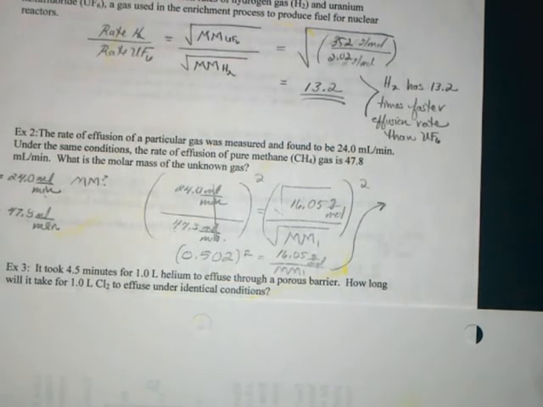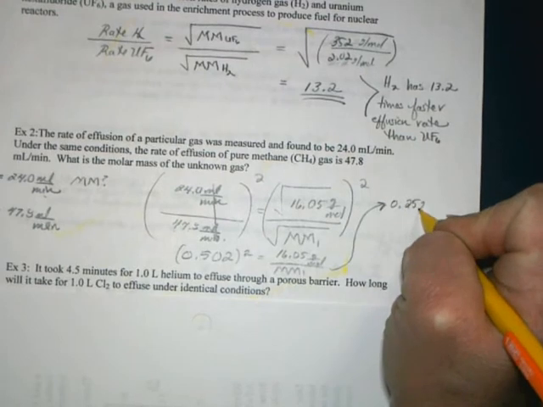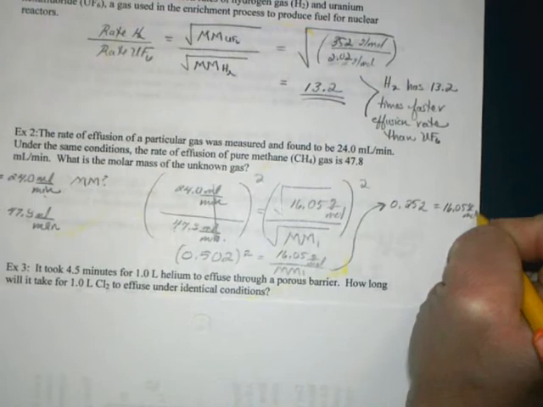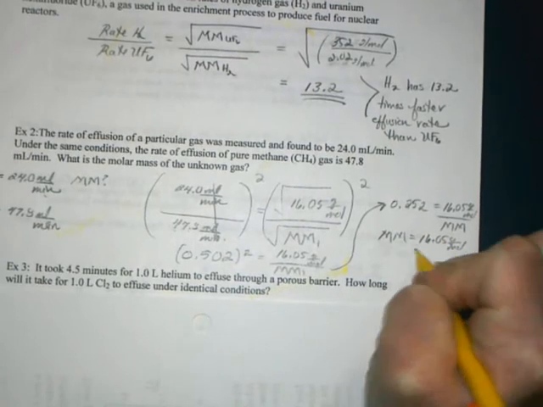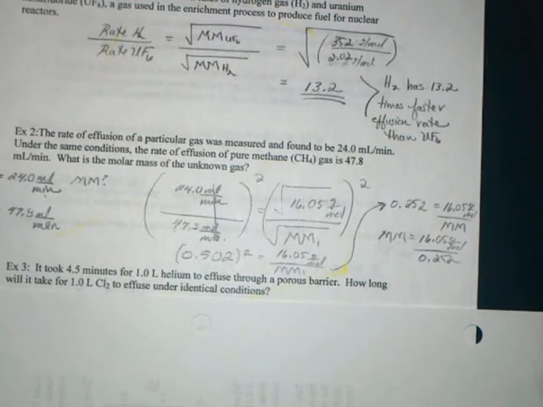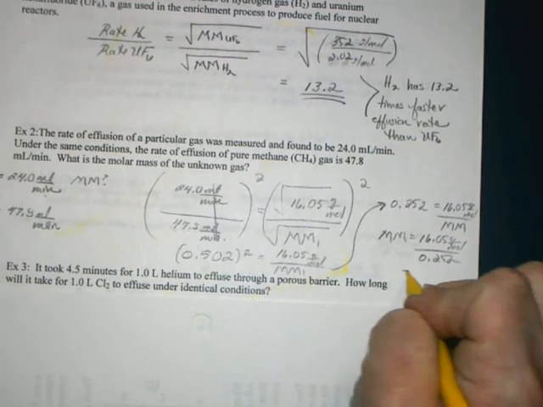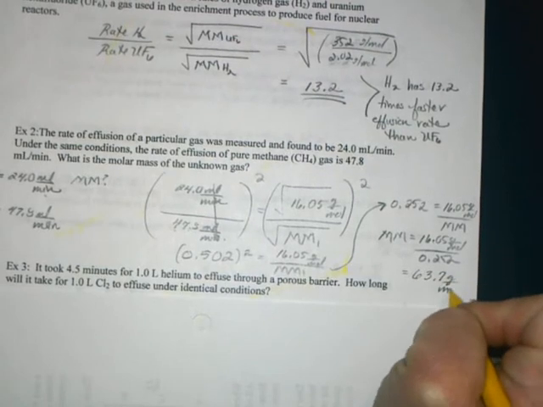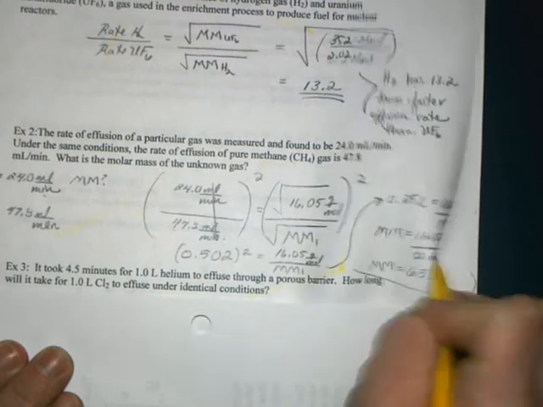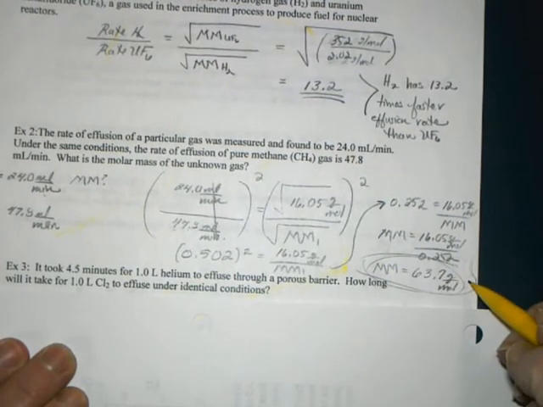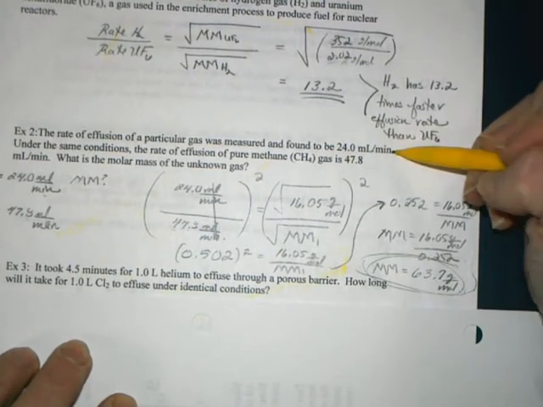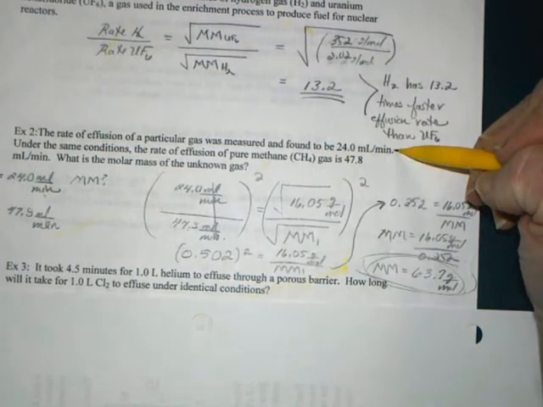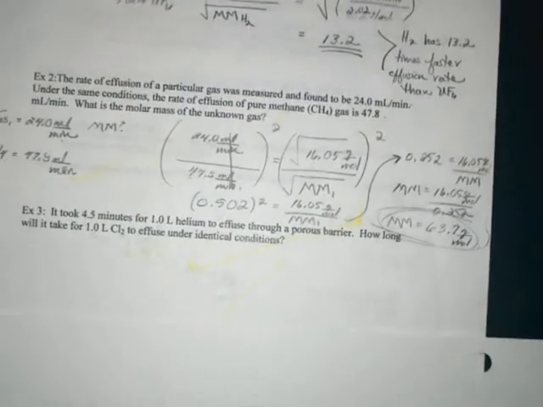And so then, if I go ahead and square, I get 0.252, and that will equal the 16.05 gram per mole over this molar mass I'm trying to find. So the molar mass of the gas will be the 16.05 gram per mole divided by the 0.252. And we will get 63.7 gram per mole, which is incredibly reasonable for a molar mass of a gas. And we would expect it to definitely be a greater molar mass because it is not effusing at as great a rate as the methane is. Okay, let's look at this final example.